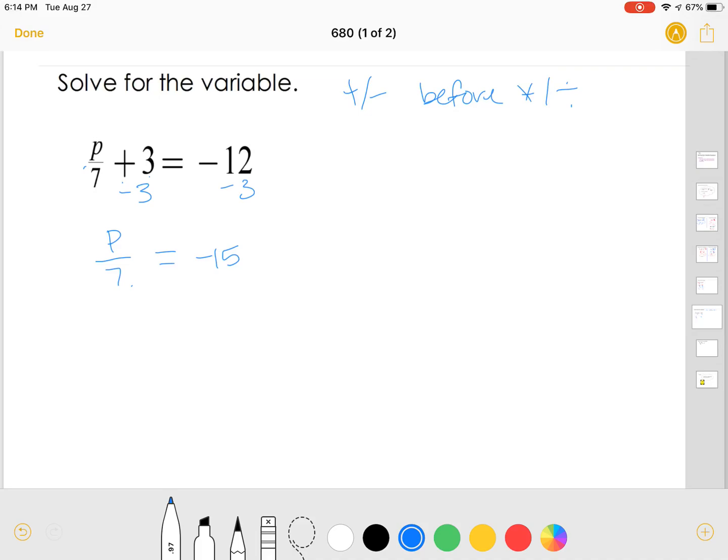Well, we have p divided by 7. The opposite of dividing by 7 is multiplying. So we end up with p equals negative 15 times positive 7, which is negative 105. So that would be our final answer.